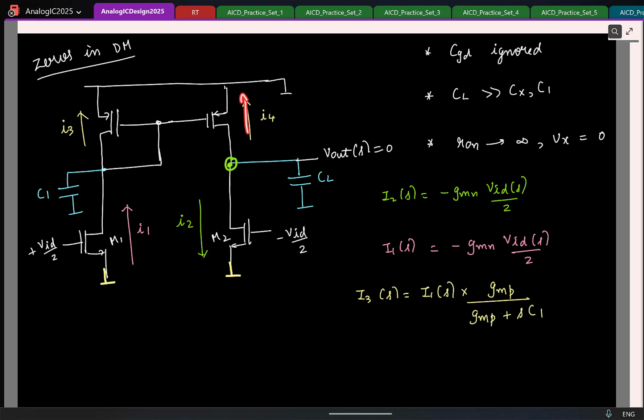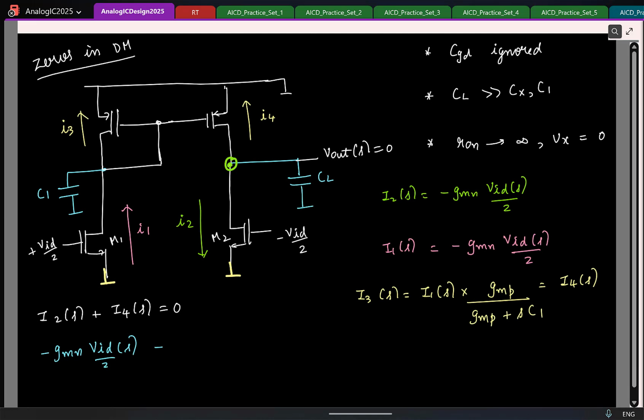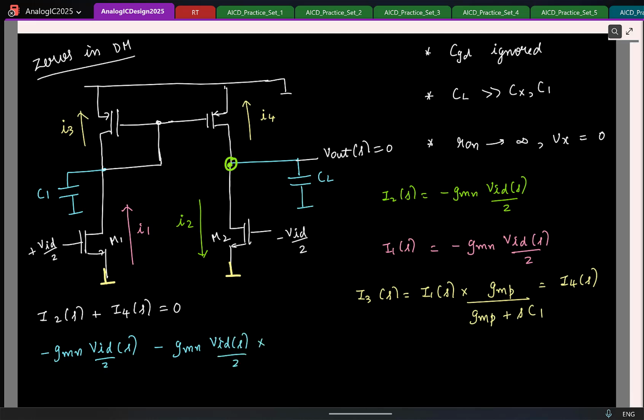So now I have found both the currents, so I can apply KCL now. Same thing, I2 of S plus I4 of S must be equal to 0. So let me substitute this. I2 is minus GMN VID by 2 of S. I4 is same as I3, so let me remark it here. So this is going to be minus GMN VID of S by 2 times GMP by GMP plus SC1 equal to 0.